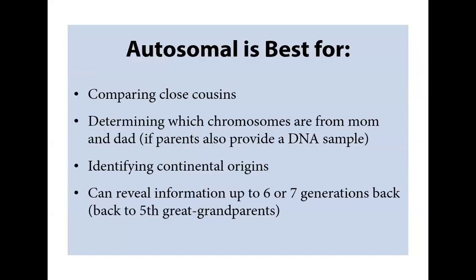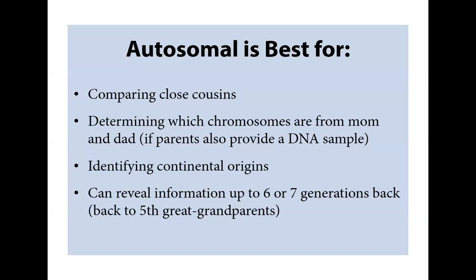So, what is autosomal DNA good for? It is really good for determining some very close relationships. If you were trying to confirm if someone was a parent, a grandparent, a child, first or second cousins, etc., that's great. The general rule is you can use autosomal DNA to confirm back to your fifth great grandparents, so about 6 or 7 generations.